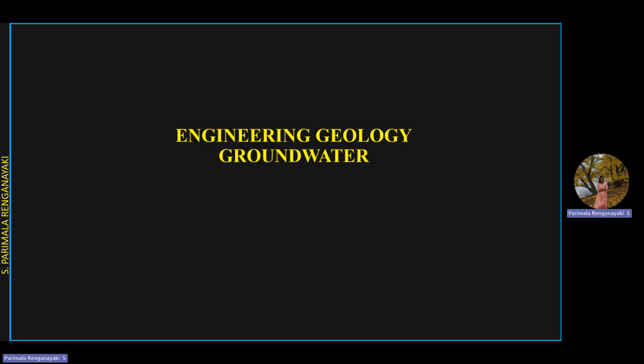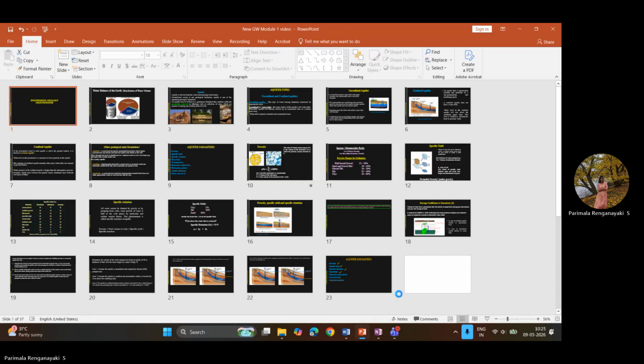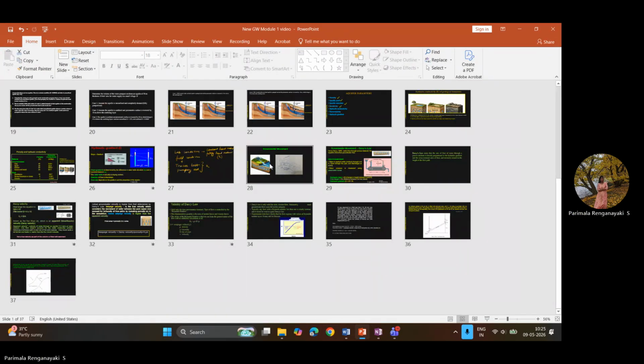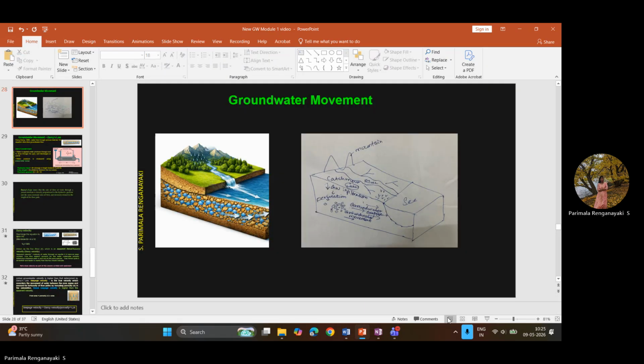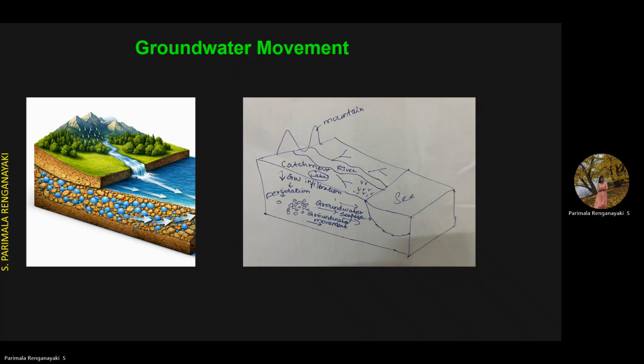Now we will see groundwater movement. So you just see this figure. It is raining and surface water is moving through the rivers and then it is finally reaching the sea.